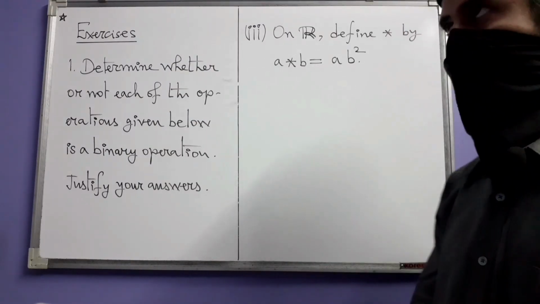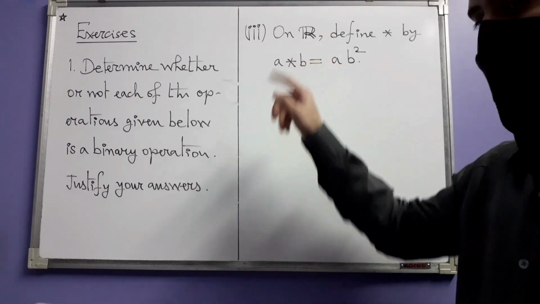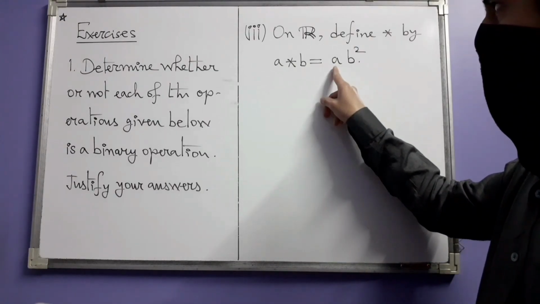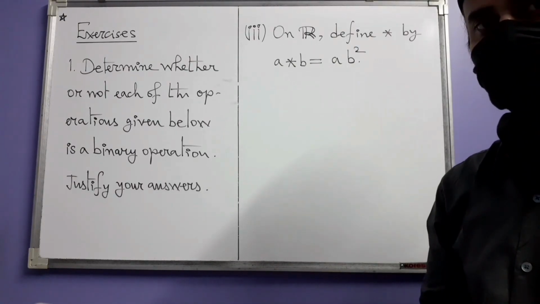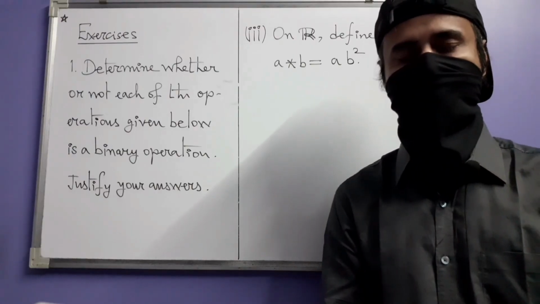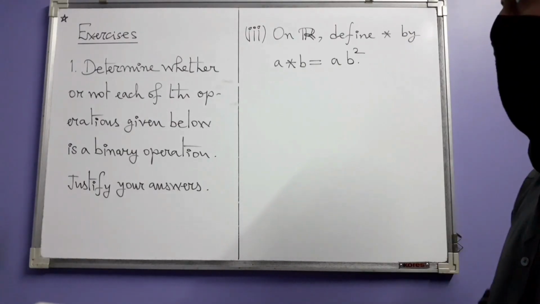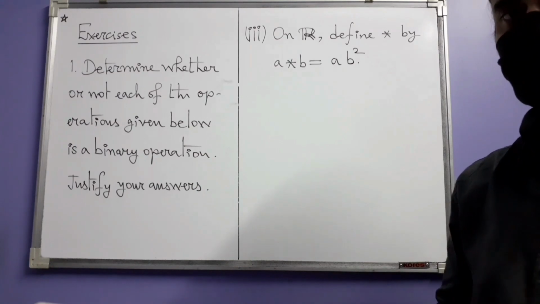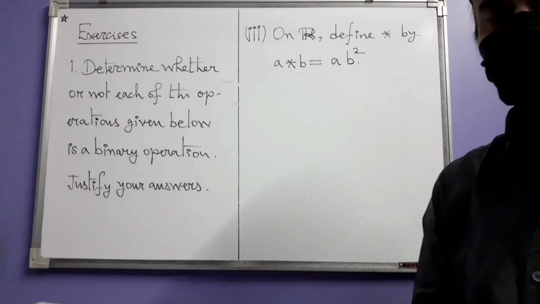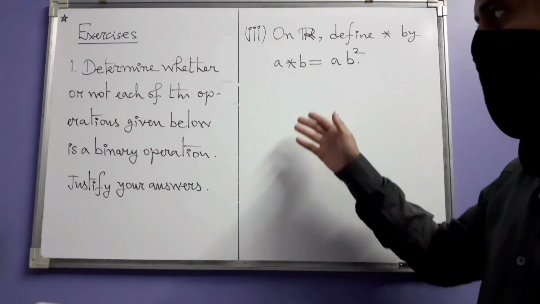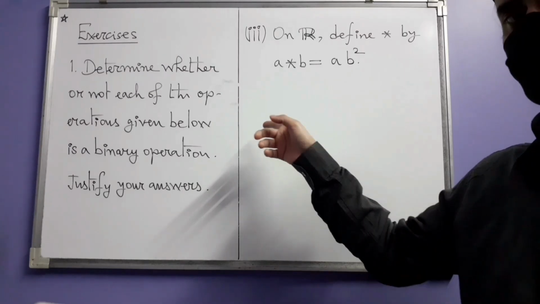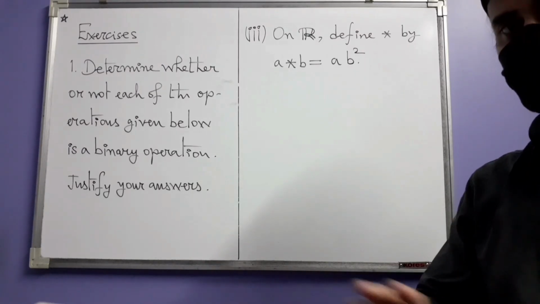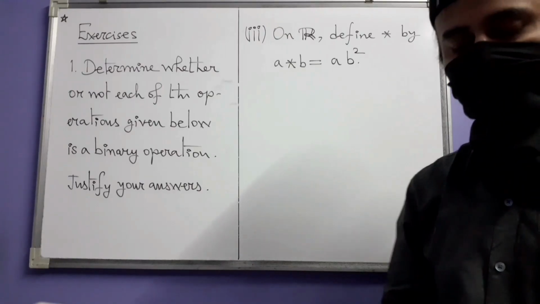Next, number 3. Here the set is R, the set of real numbers. And a star b this time is a b squared. This is also a legitimate binary operation, and the reason is that for any two real numbers a and b, a star b, which is a b squared, is a unique real number. So the solution would be exactly like what we have in part 2. So you mimic that solution and write the solution yourself.